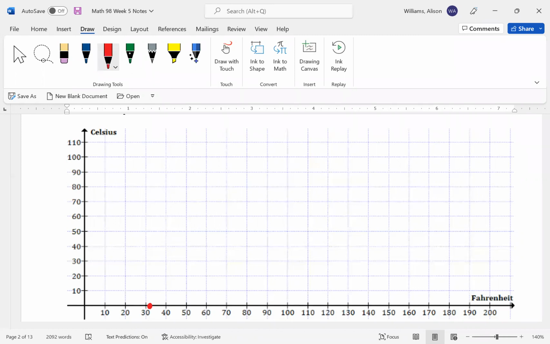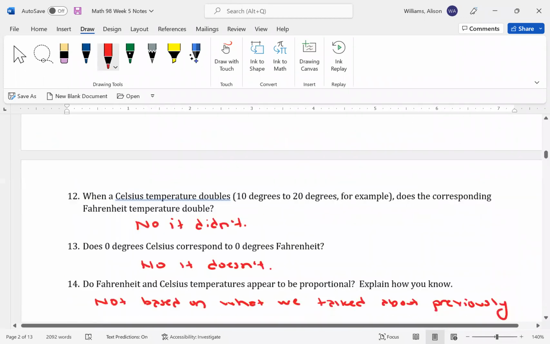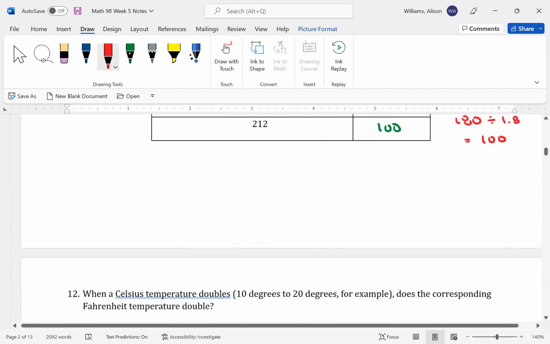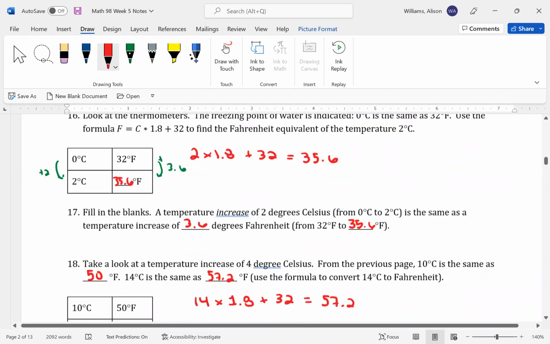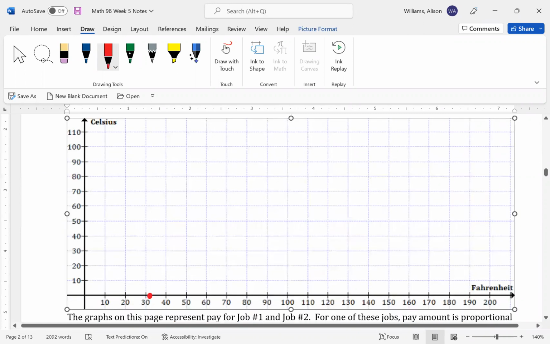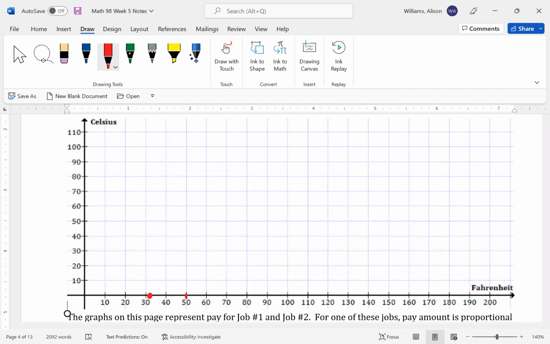Okay, then when they went to 10 degrees Celsius, sorry, I'm going to scroll back up. 10 degrees Celsius was 50 degrees Fahrenheit. So 50 degrees Fahrenheit, that's right here. 10 degrees Celsius would be right here. So there would be my next dot.